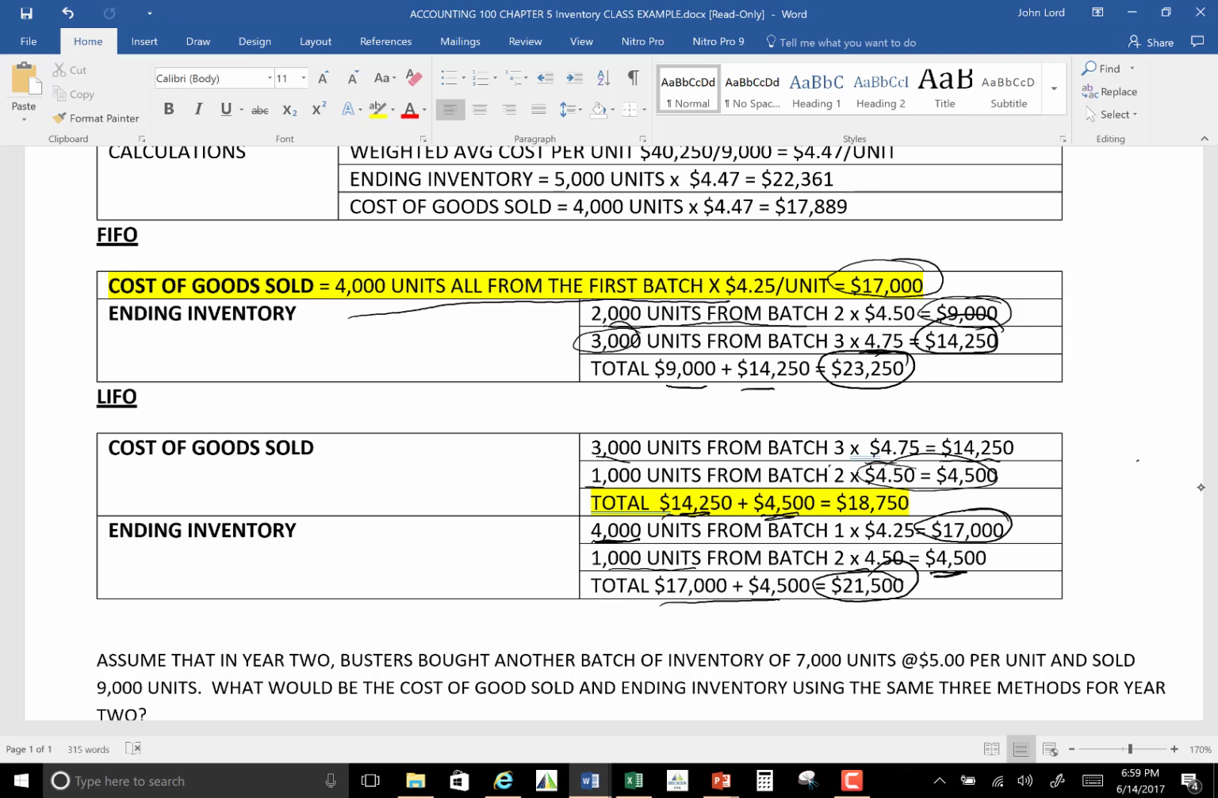When we purchase inventory under the periodic method, we don't debit inventory, we debit what? Purchases for $40,250 and credit cash for $40,250, right? We debit this purchases account, not the inventory account.